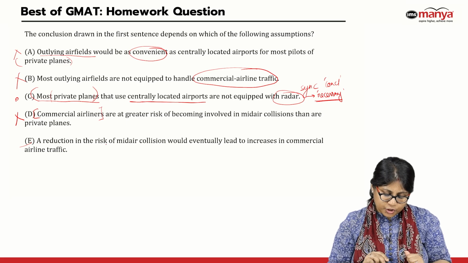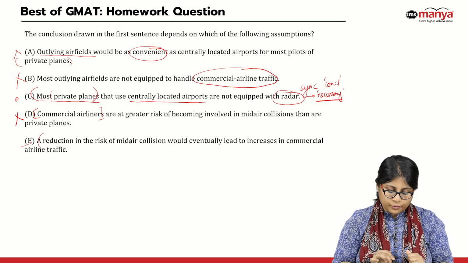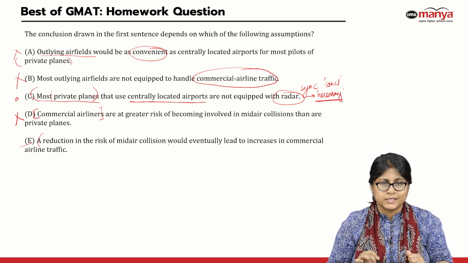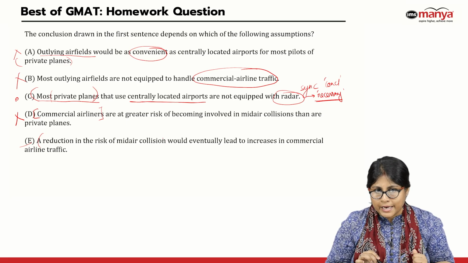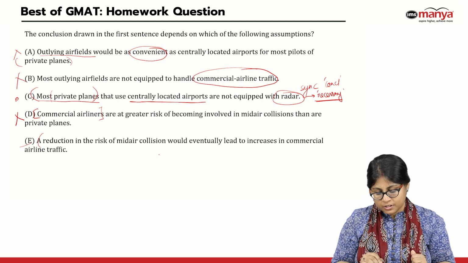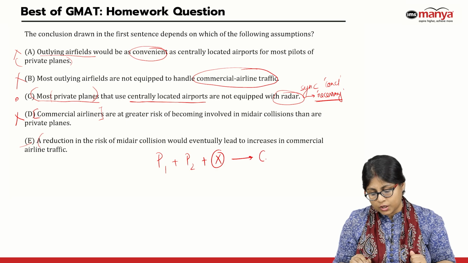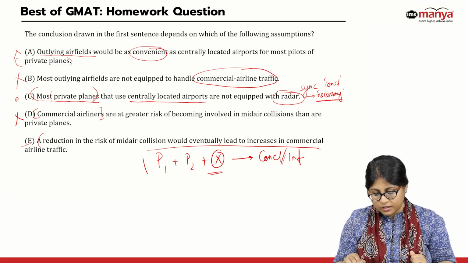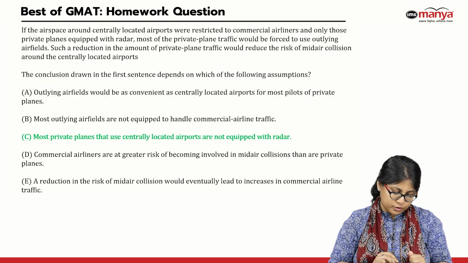Lastly, option E. A reduction in risk of mid-air collision would eventually lead to an increase in commercial airline traffic. Again, what will happen if the conclusion takes place? It's more like an inference. We can infer this from the last line of the argument, the last conclusion of the argument. This could be inferred, but it is not necessary. It's not an assumption. Remember the structure always: premises and a hidden premise lead to a conclusion, which leads to an inference. So an assumption is always within the story's boundary of your argument. So the correct answer should be option C.